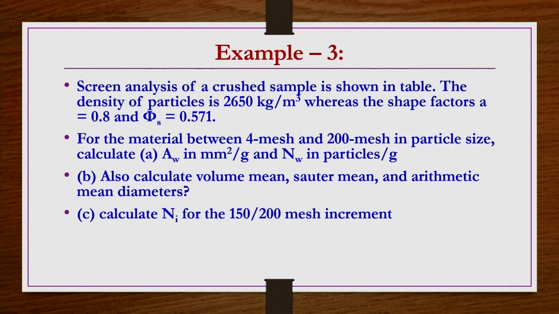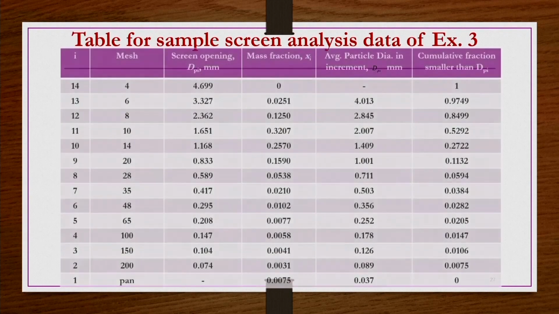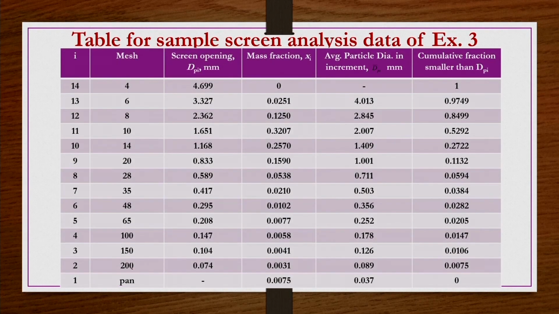Also calculate Ni only for the 150 by 20 mesh screen increment, not for the entire sample, only for that particular increment. Then what is the fraction of total number of particles in the 150 by 20 mesh increment. We see the table here, this is the information, 150 by 20 mesh is this one. That is excluding the pan, the finest particles, which we are going to calculate anyway.